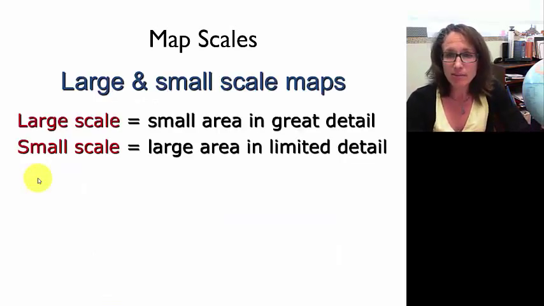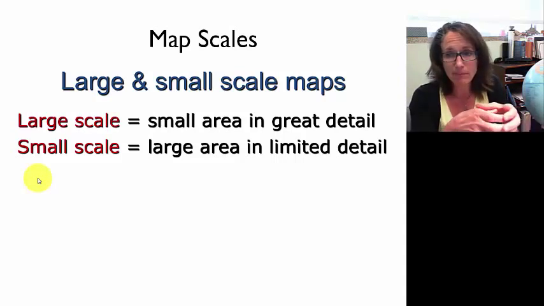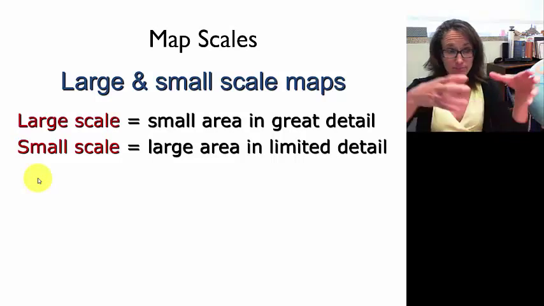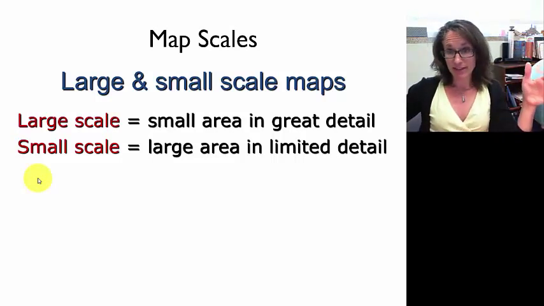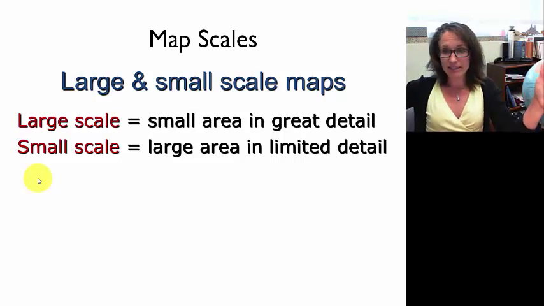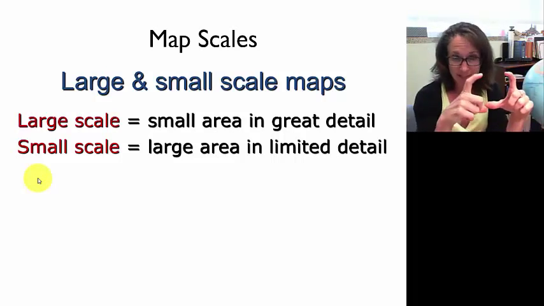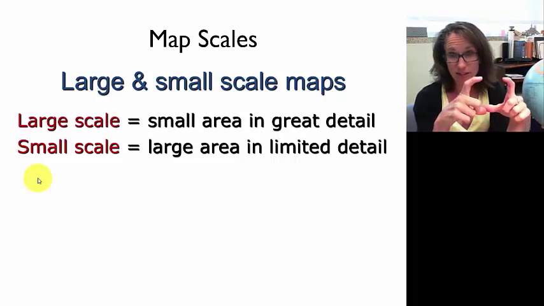Okay, one last thing about map scales, and that is when we talk about a large scale versus a small scale map. If we say a large scale map, what we're talking about is a small mapped area that is shown big on a map with a lot of detail. And a small scale map, we're taking a large area like a state, and we're showing it like this on a map, right? And there's not as much detail.